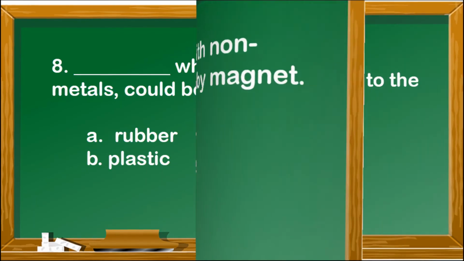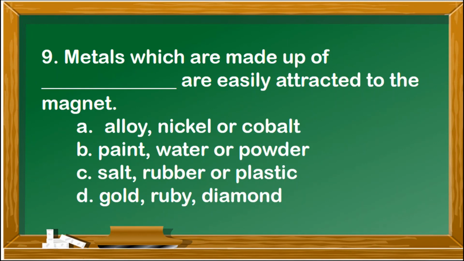Okay, number 9. Metals which are made up of blank are easily attracted to the magnet. A. Alloy, nickel, or cobalt. B. Plain water or powder. C. Salt, rubber, or plastic. And D. Gold, ruby, and diamond. Answer is letter A. Alloy, nickel, or cobalt.